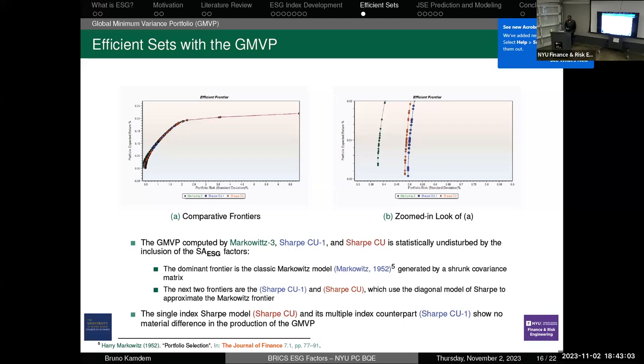So what happened is that the single index Sharpe model, and its multiple index counterpart, show no material difference in the production of the global minimum variance portfolio. This is a very good result in our analysis, because the new indices that we just derived, because of this result, can be used in subsequent study.